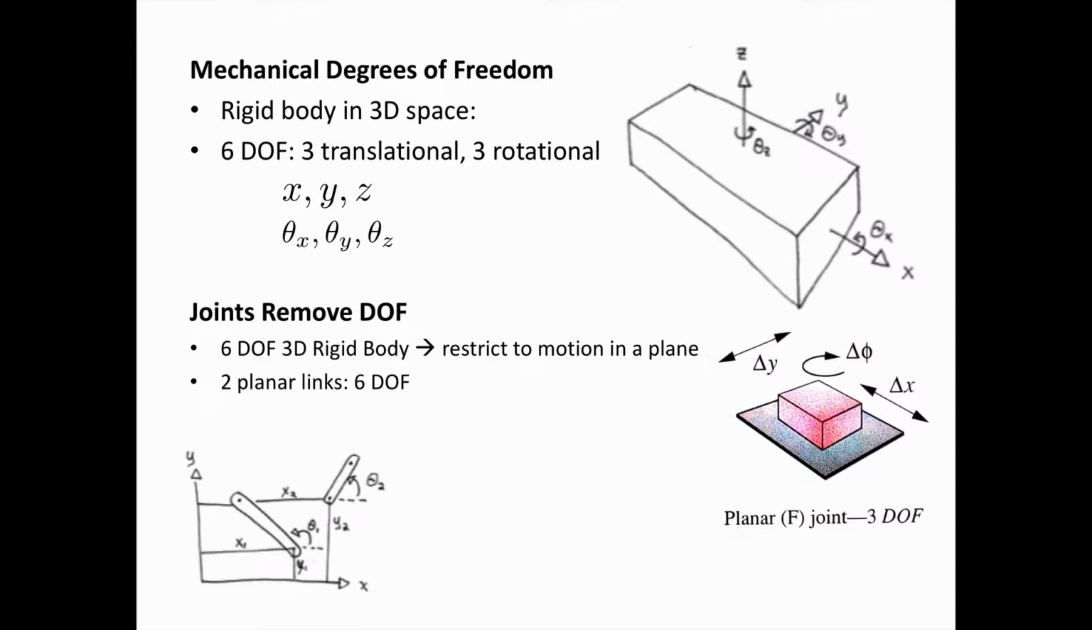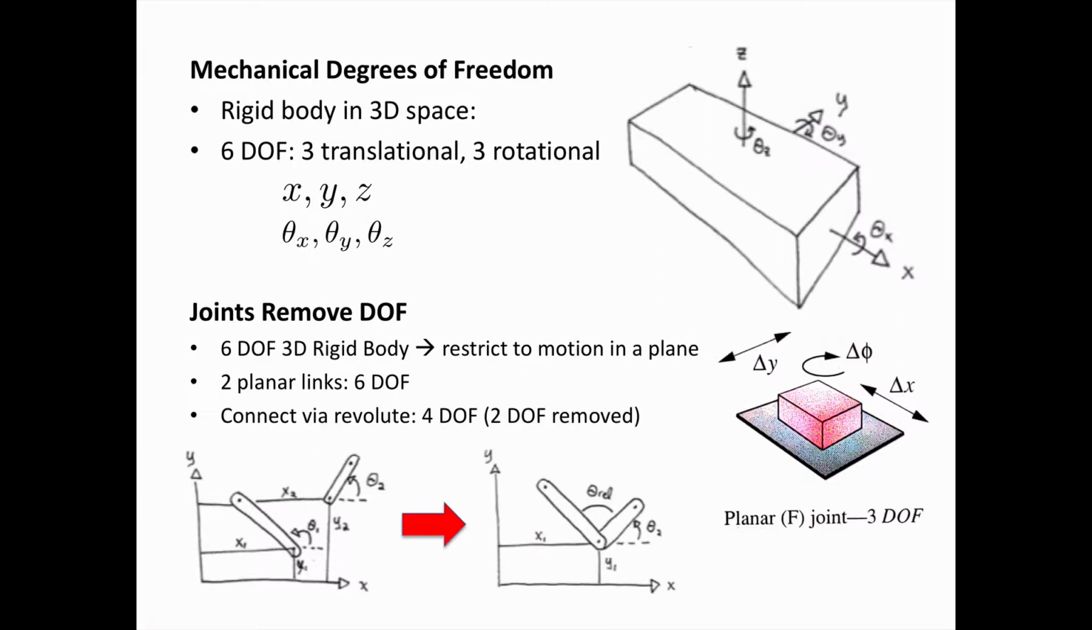Another example is 2 rigid links in a plane. Each has 3 degrees of freedom, 2 translational and 1 rotational. So combined, they have 6 degrees of freedom. But if we connect them using a revolute joint, that removes 2 degrees of freedom. We have just 4 parameters that are required to uniquely describe the position of the linked system.